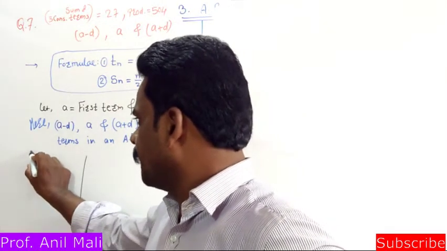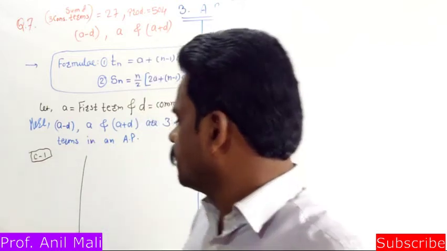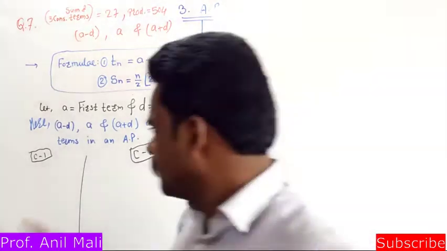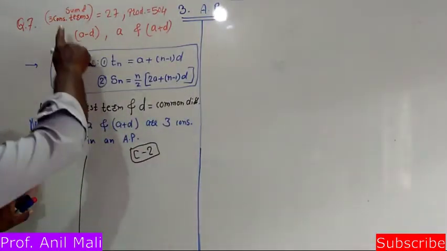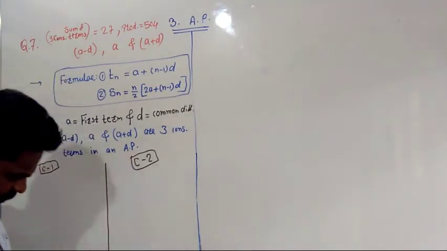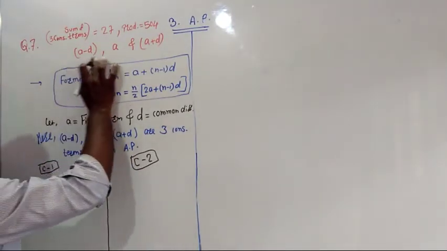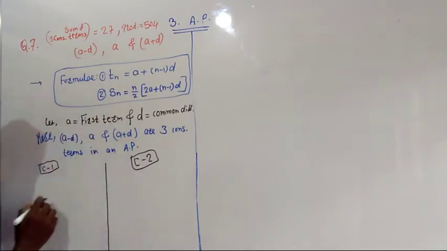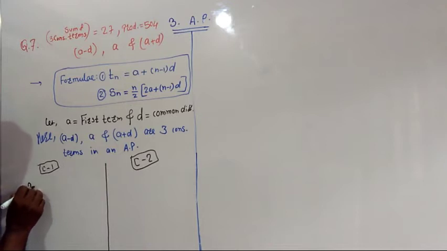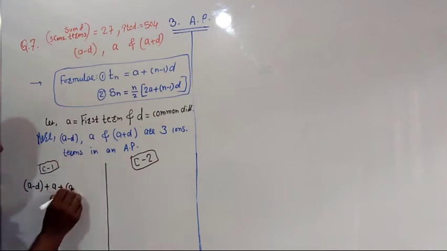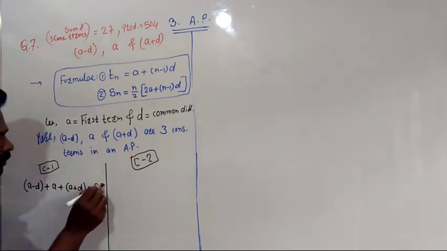Here, condition number 1 we are going to solve on this side, and condition number 2 we will solve on that side. What is condition number 1? Sum of three consecutive terms is 27. Okay, no problem. So three consecutive terms are given to us, and we just need to sum all three terms. So first term is a minus d, plus second term a, plus third term a plus d, is equal to 27.